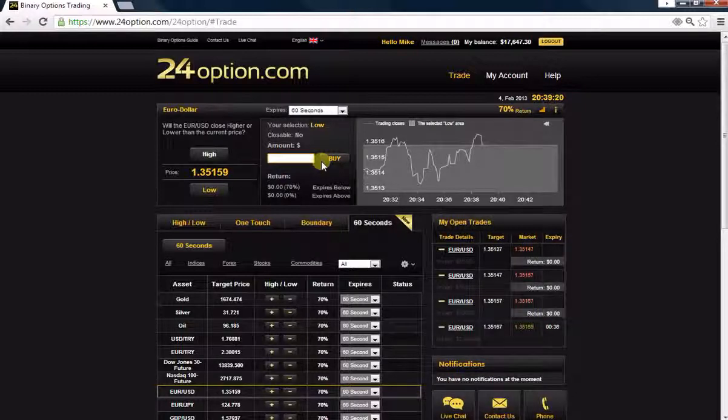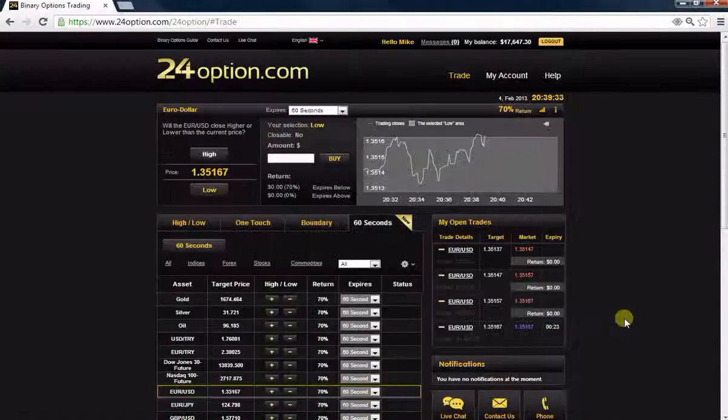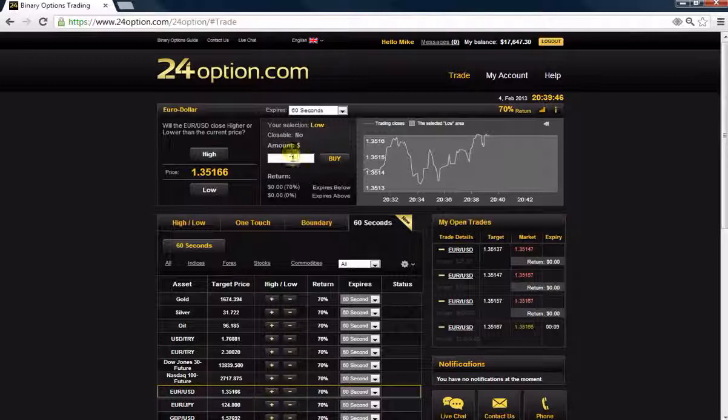Okay, looks like we caught the trend going down, but oh, it's going back up again. Just going to prepare the next trade just in case. Let's up the ante again. Okay, just in case that we lose this trade, we're going to up the ante again. But it looks like we've actually won this one.